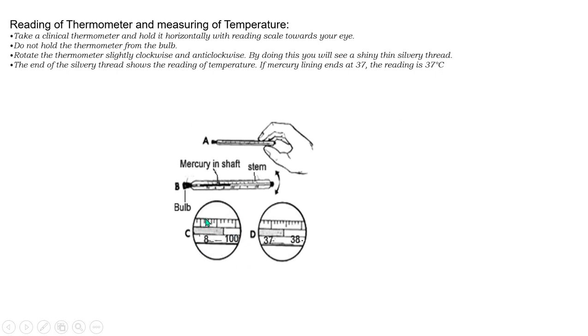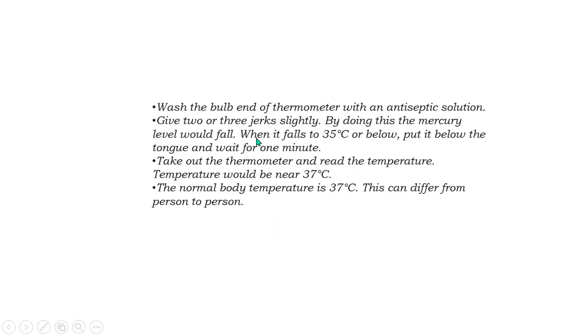And here we can see the readings of the temperature. Then we have to wash the bulb end of the thermometer with an antiseptic solution, and give 2 to 3 jerks slightly. By doing this, we can level down the mercury to the bottom, and it will fall to 35 degrees centigrade or below. Then you have to put it below the tongue and wait for a minute.